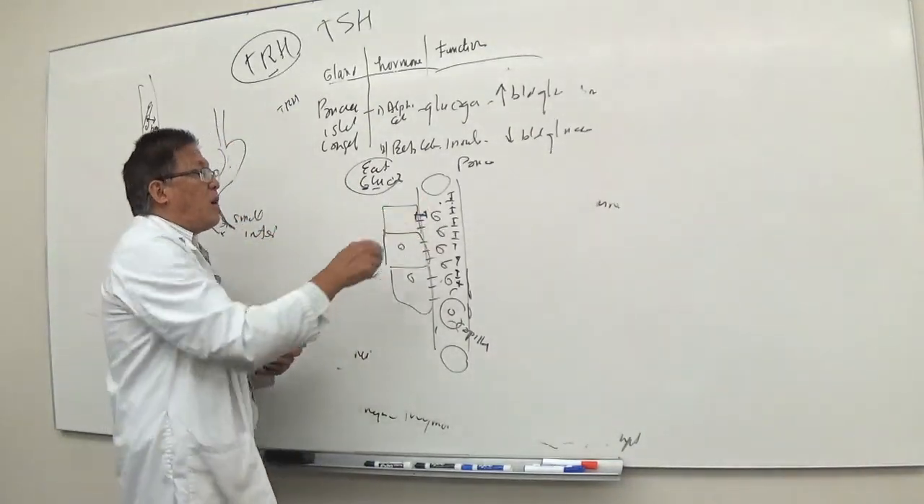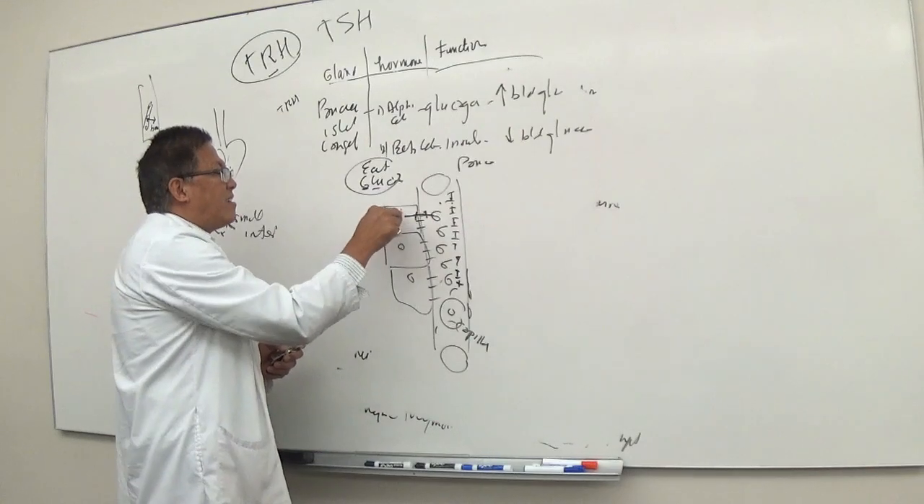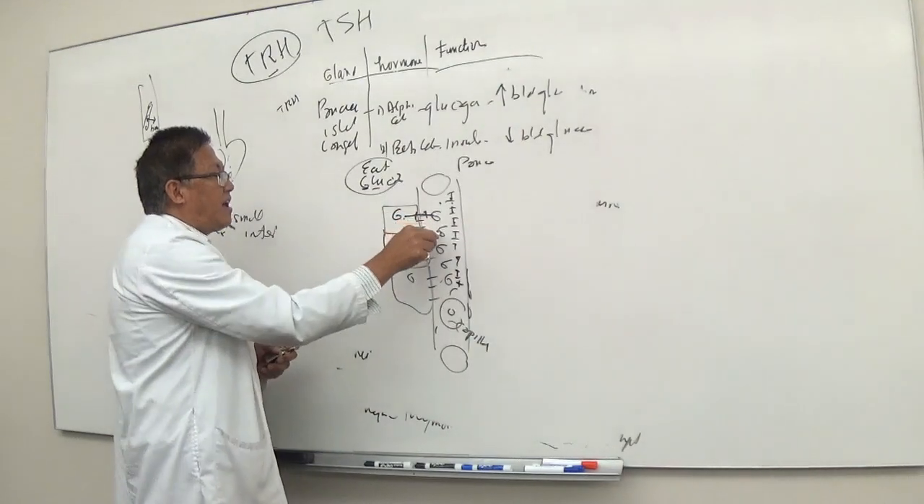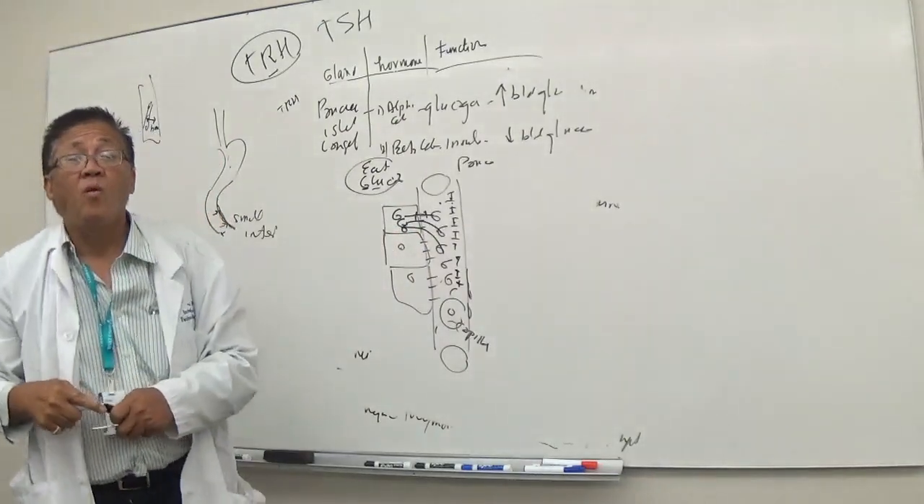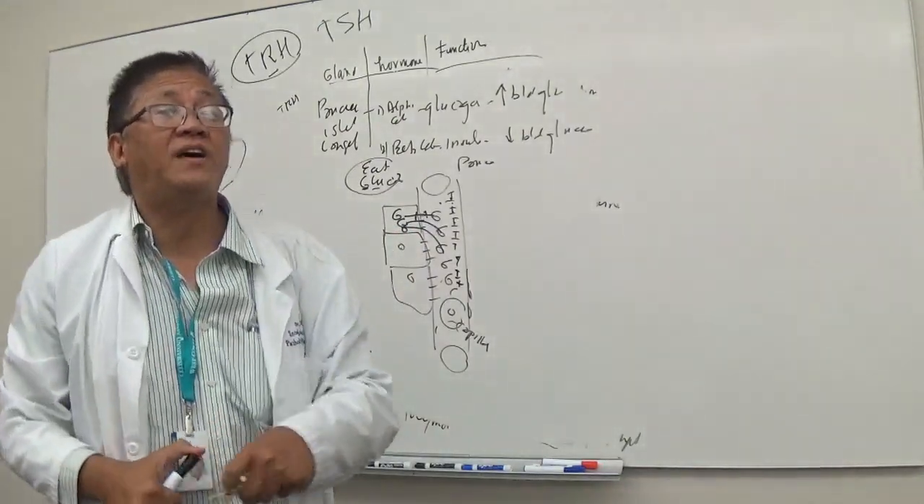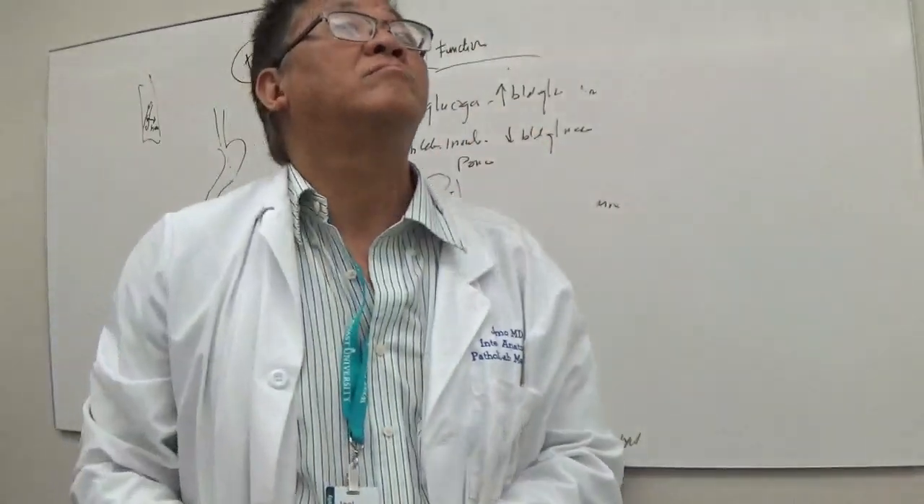Open the door. When the door is open, who will enter the cell? Who will enter the cell? Why? Why is there a need for glucose to enter the cell? Yes, my friend, over there, near the wall.